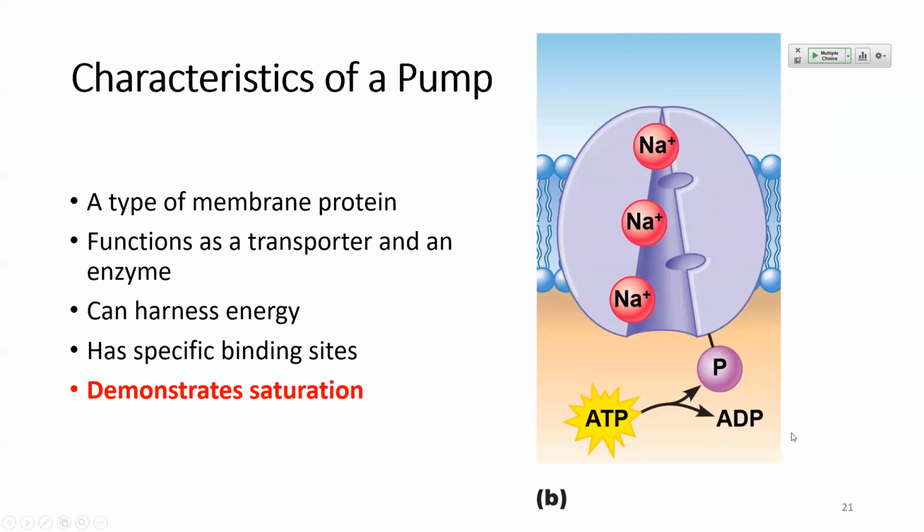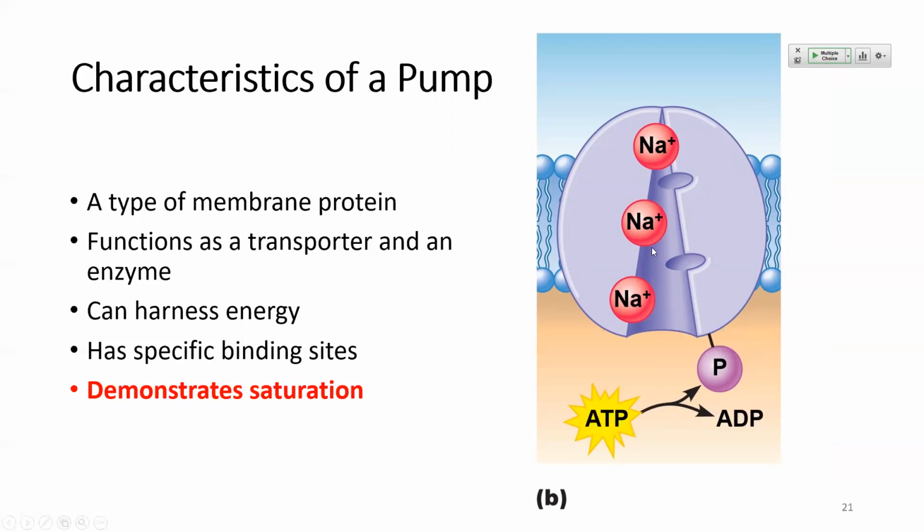So the enzymatic component is where we can use the energy from ATP, right? We can liberate that energy, take that phosphate off, and use that energy to actually facilitate the movement of these ions. So this is where the energetic demands are met through the use of this enzymatic portion of the pump. So we can facilitate or harness some energy here to do work.